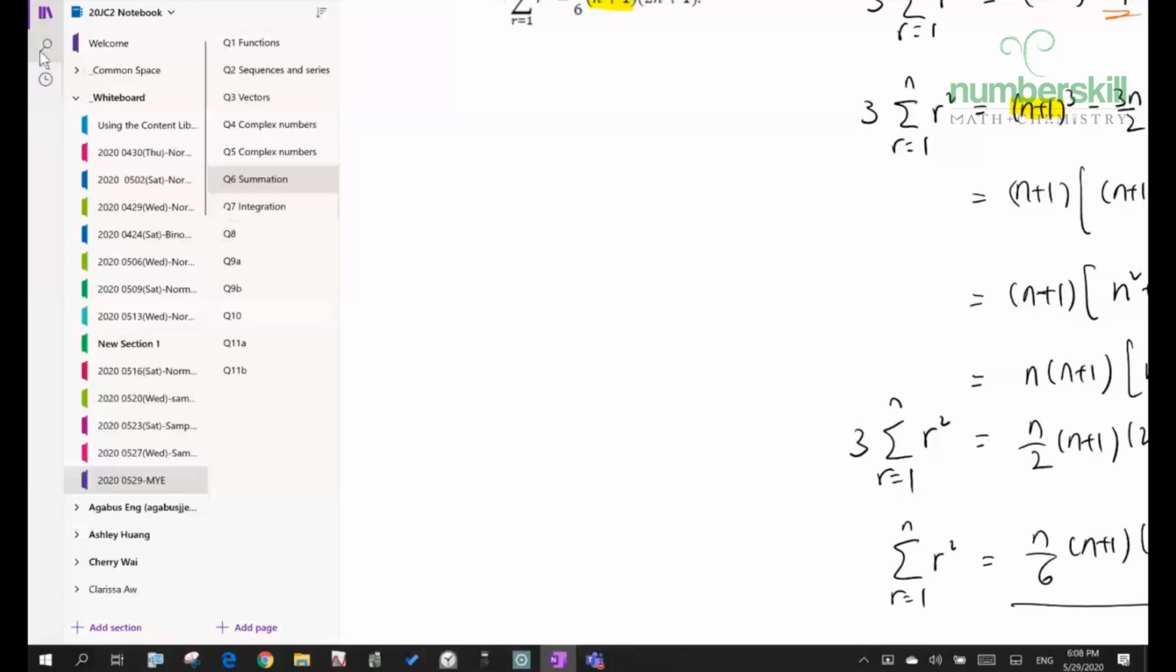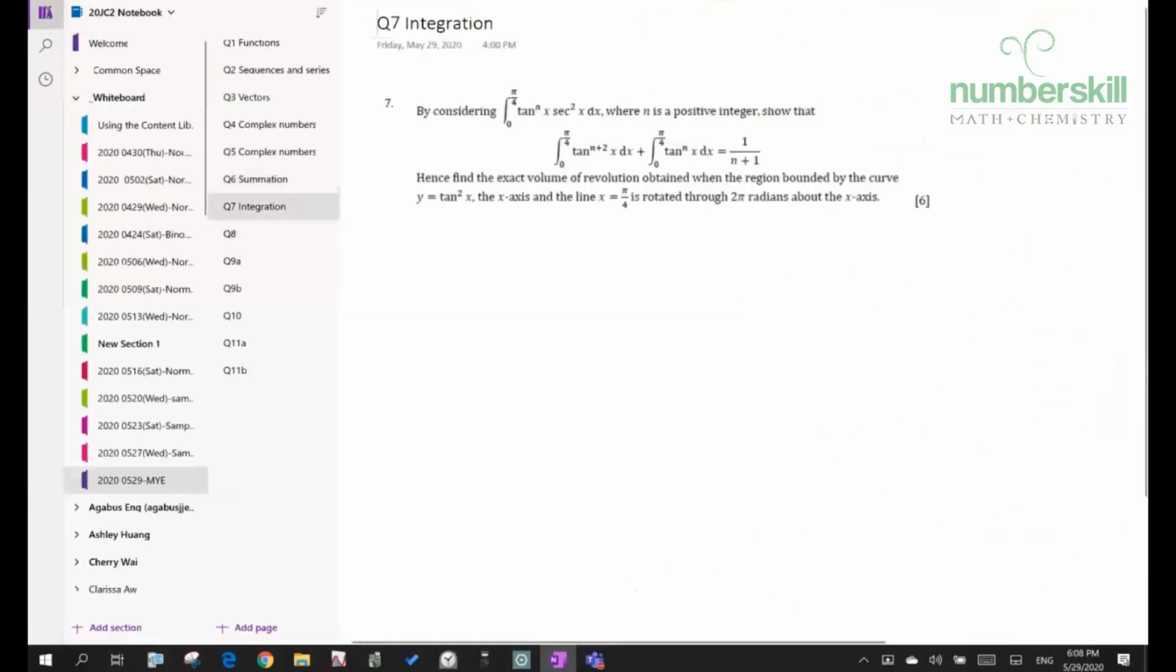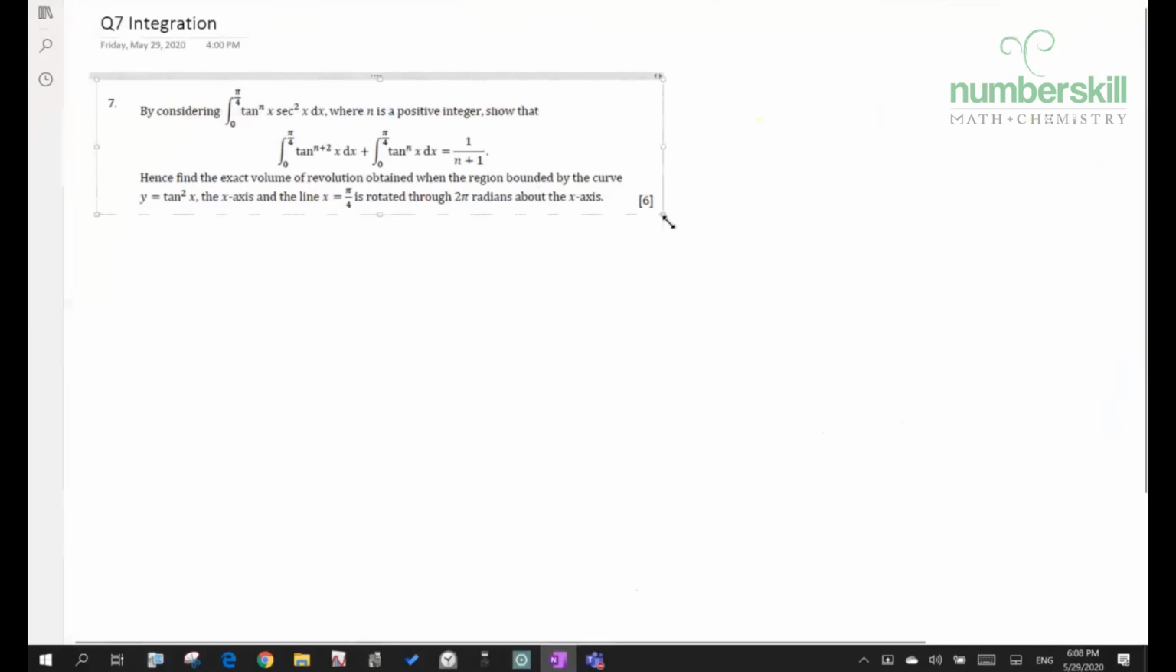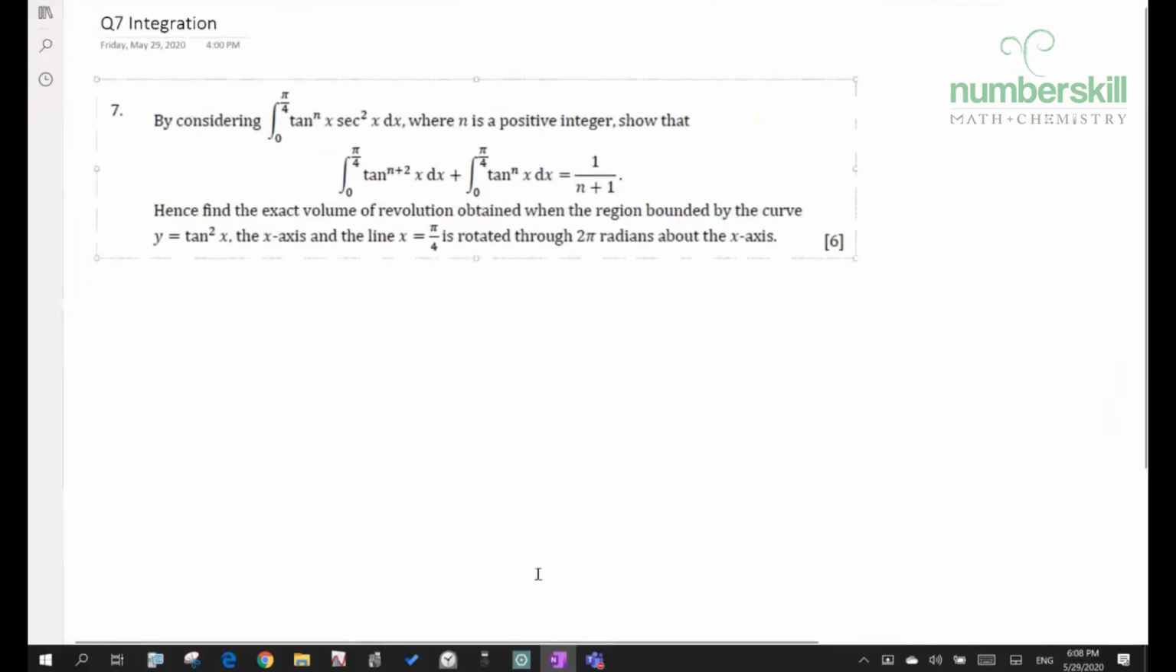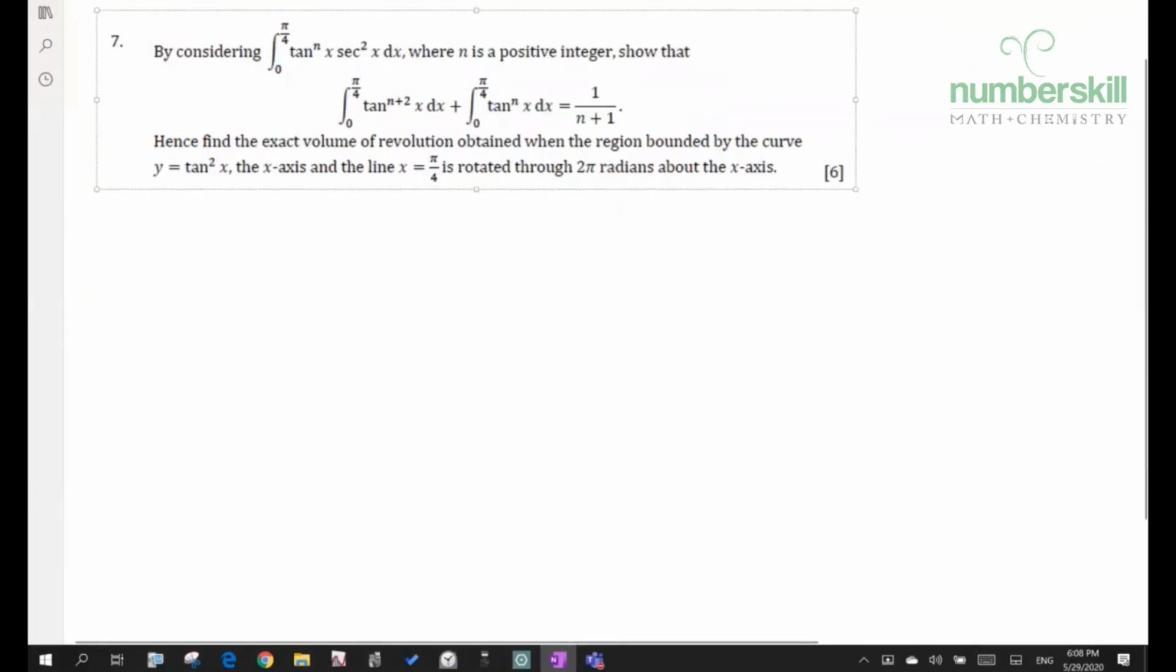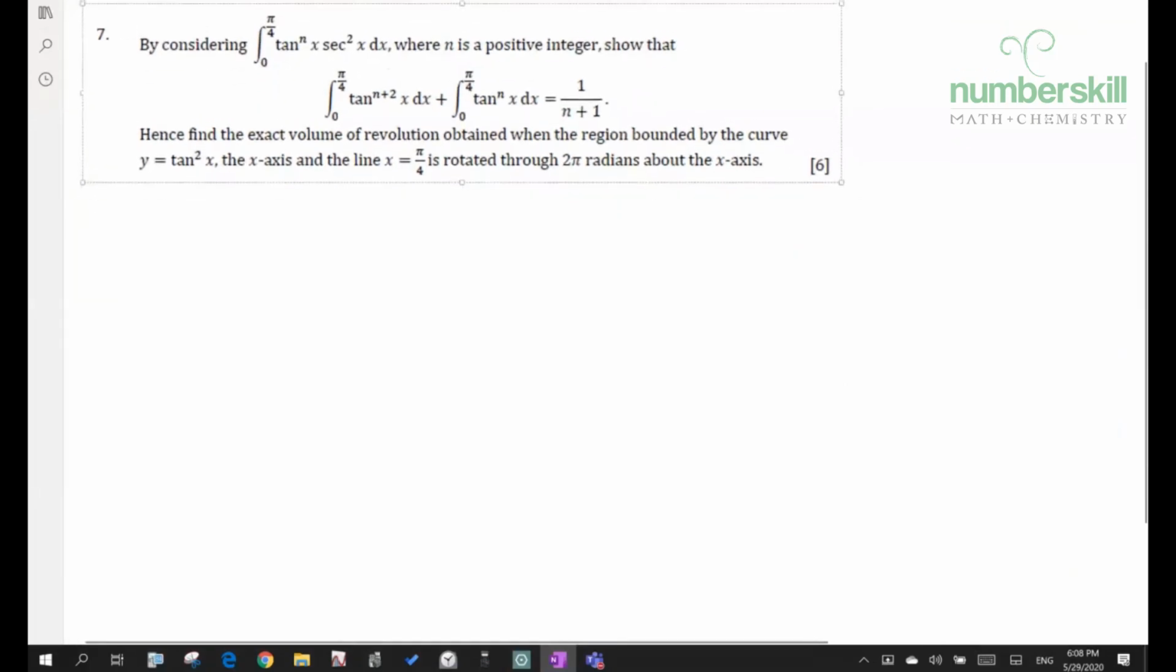Halfway there. Drink some water already. Maybe I start to talk in Chinese. Anyways, this looks scary, huh? I don't know how you feel. This is integration. It does look scary.